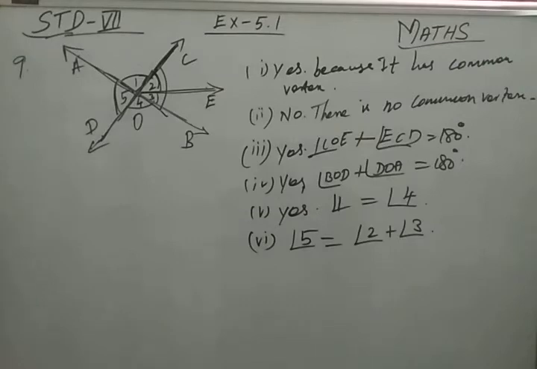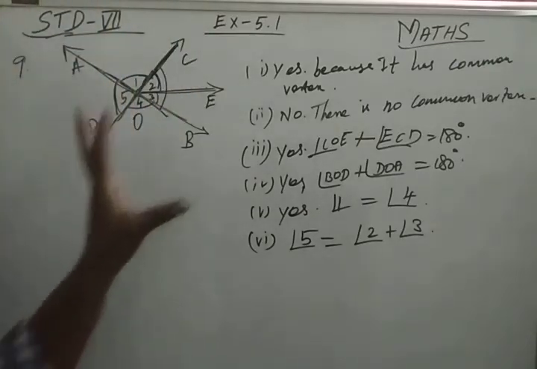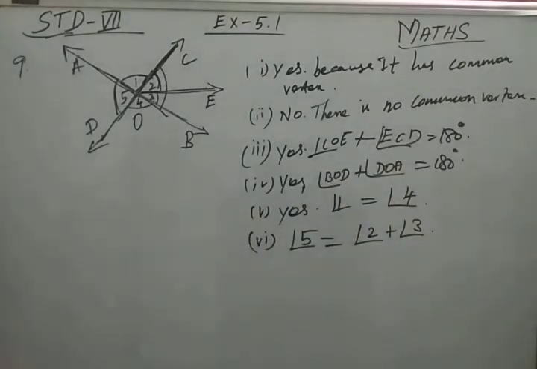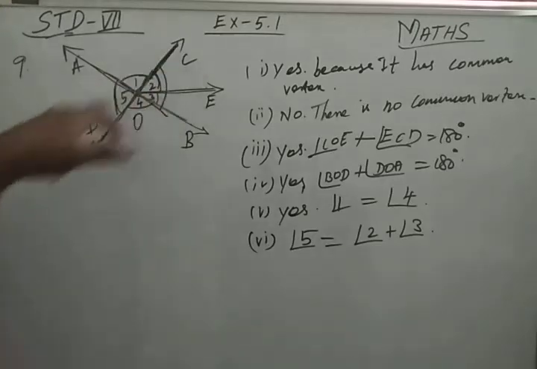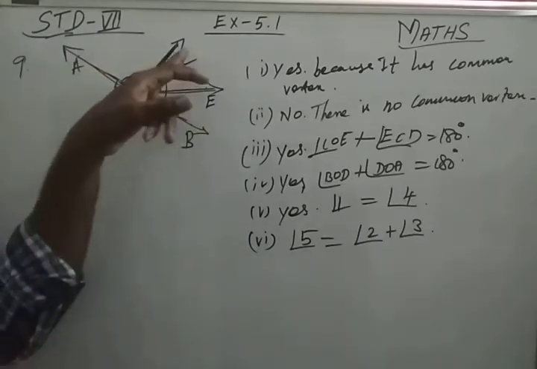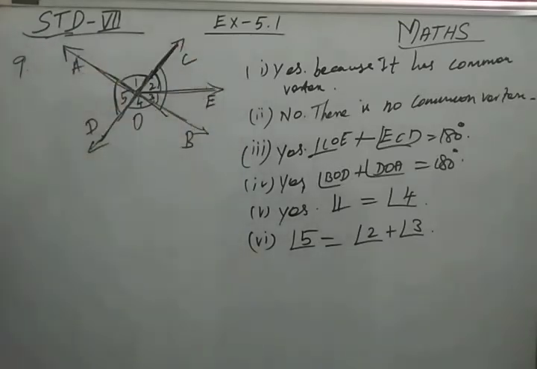Understood, students? Once again, from the adjoining figure, they asked some questions. We have to answer yes or no with the reason. The first question: angle 1 is adjacent to angle 2. Yes, it is adjacent because it has the common vertex. Next, since COE and AOE do not have a common vertex, the answer is no.